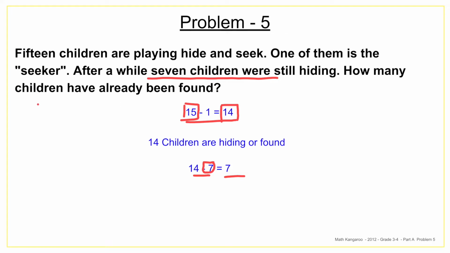Now we have to say how many children have already been found. That means 7 children are found. Our answer is option D, 7.